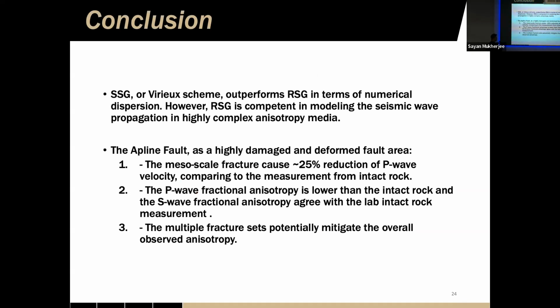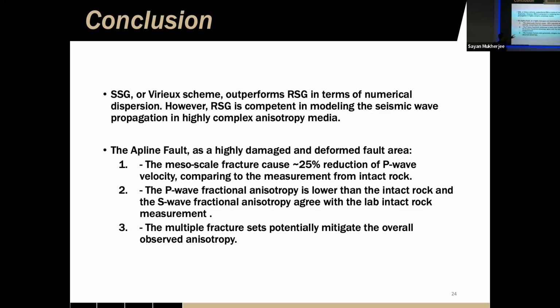For the first part, about the seismic modeling in anisotropic media, SSG outperformed RSG in terms of computing efficiency, but RSG is the best option if we want to model wave propagation in very complex anisotropic media. And for the Alpine Fault, as a very damaged area, we can say the mesoscale fractures cause a reduction of velocity of about 25% compared to the intact rock from the lab. And also the P-wave fractional anisotropy is lower than that of intact rock.